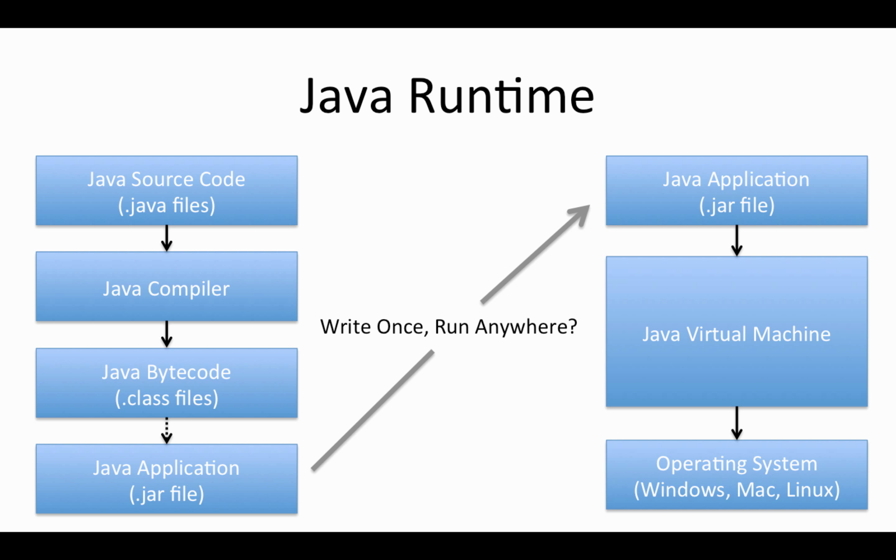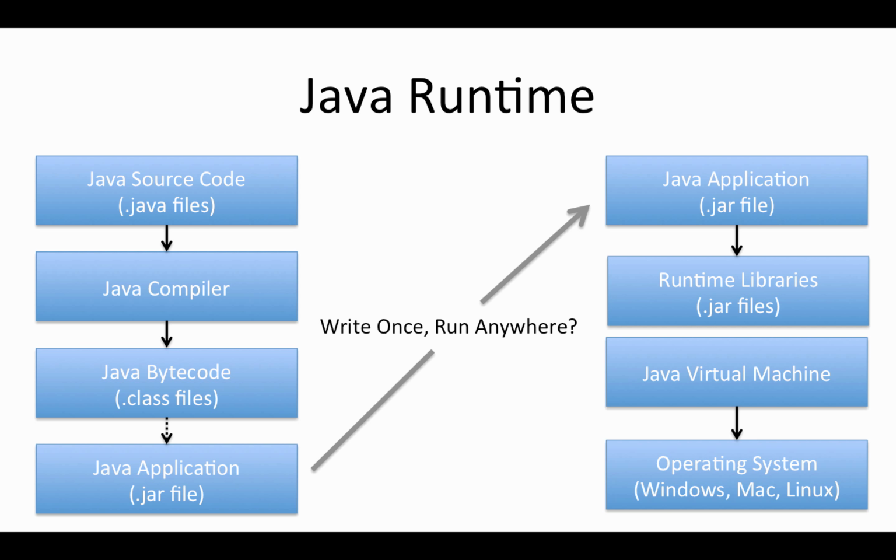And if you look inside the virtual machine, you also get some of these runtime libraries. The runtime libraries include things like the string, common ways to sort arrays, or the way we connect to the internet, just the built-in parts of Java that we get for free. It comes with Java.